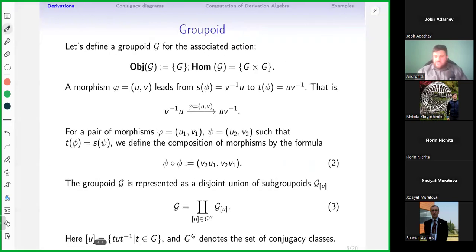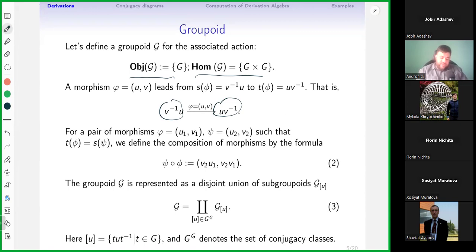First of all, we have to construct the groupoid. A groupoid has objects, or points in the geometric way, and it has arrows. The arrow labeled by letters u and v goes from v^{-1}u to uv inverted. And the composition can be defined by formula 2.